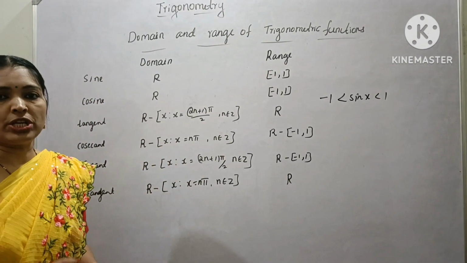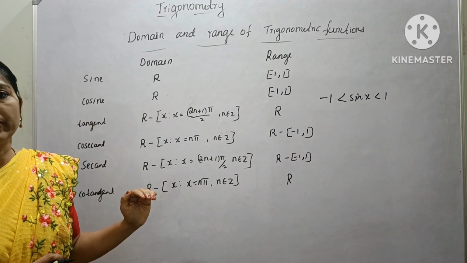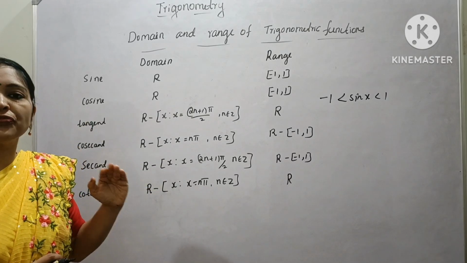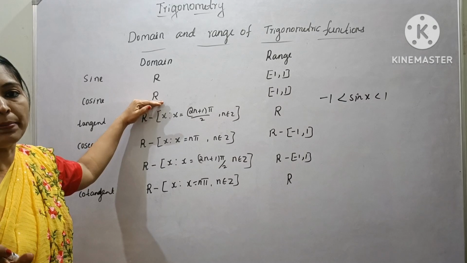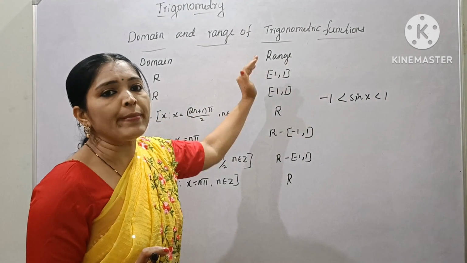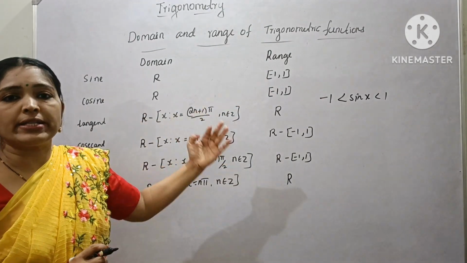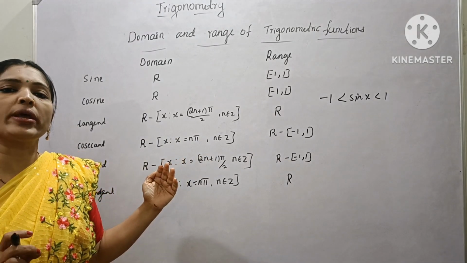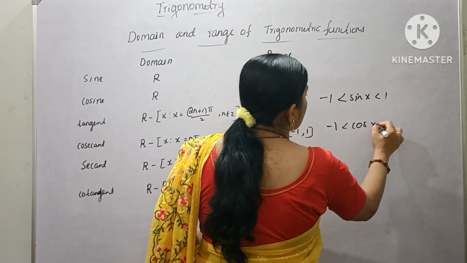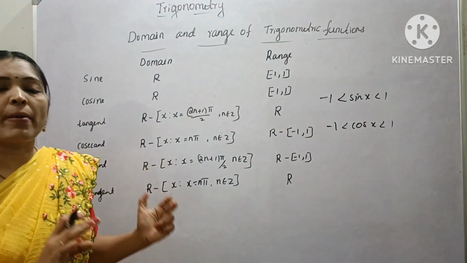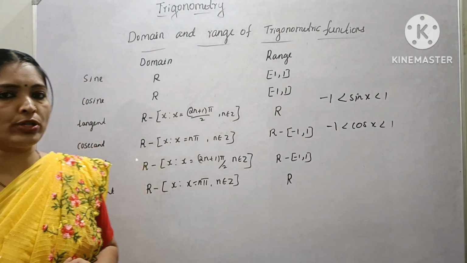So next is the cosine function. Cosine function is also defined for all real values. Therefore, its domain is R, the set of real numbers. And its range is the same as the sine function, the closed interval -1 to 1. It is also obtained by simplifying the equation sin square x plus cos square x is equal to 1. Here also you will get -1 less than or equal to cos x less than or equal to 1. That is, cos x is varying from -1 to 1, so its range is the closed interval -1 to 1.